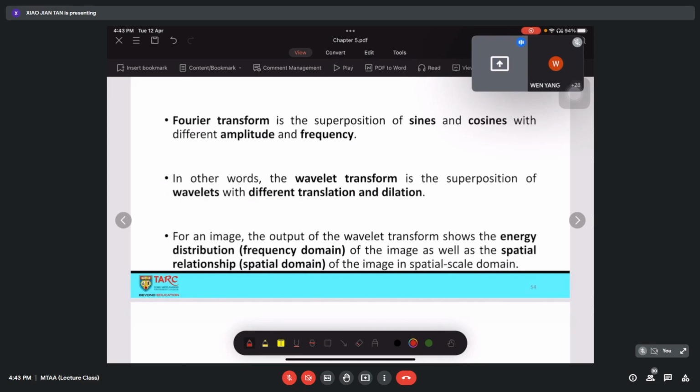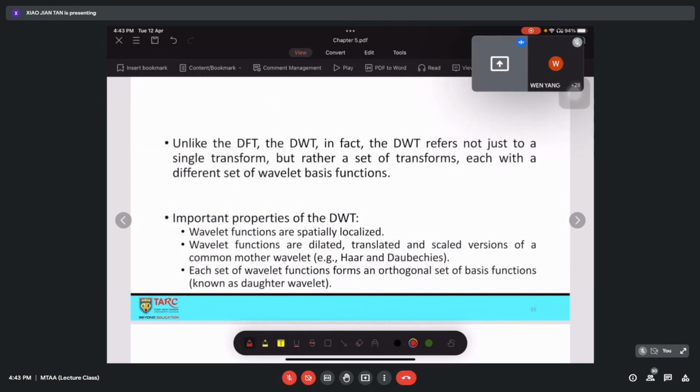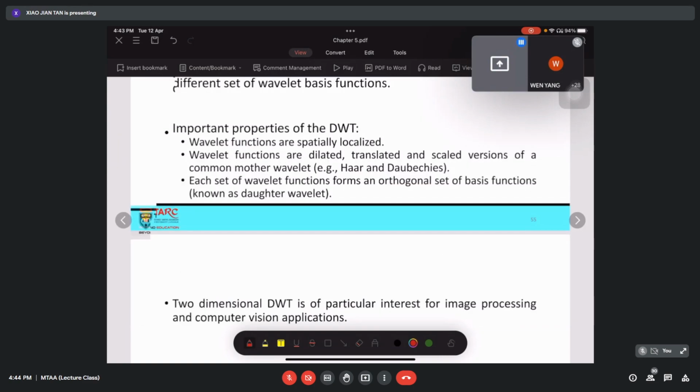So Fourier transform is the superposition of sine and cosine with different amplitude and frequency. In other words, the wavelet transform is the superposition of wavelets, with different translation and dilation. So unlike DFT, DWT in fact refers not just to a single transform, but a set of transformations, each with a different set of wavelet basis functions.